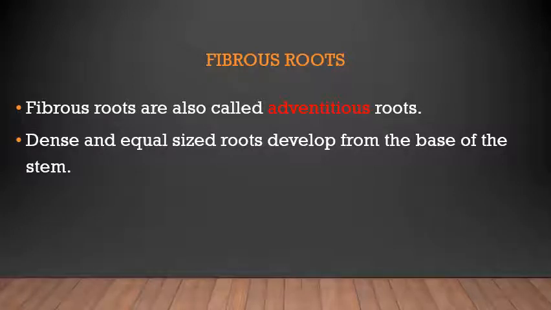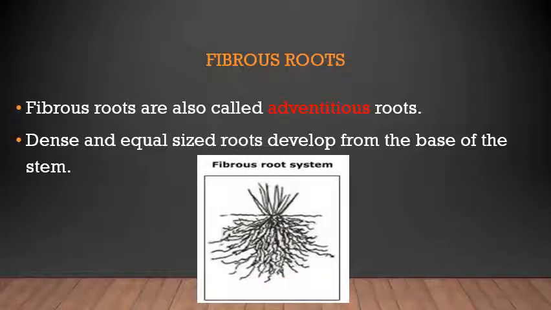Next is fibrous root system. Fibrous roots are also called adventitious roots. This type of roots does not have any main root. Dense and equal sized roots develop from the base of the stem. From the base of the stem, as you can see here in the picture, all the roots start from here only. All the roots start from the same base of the stem.